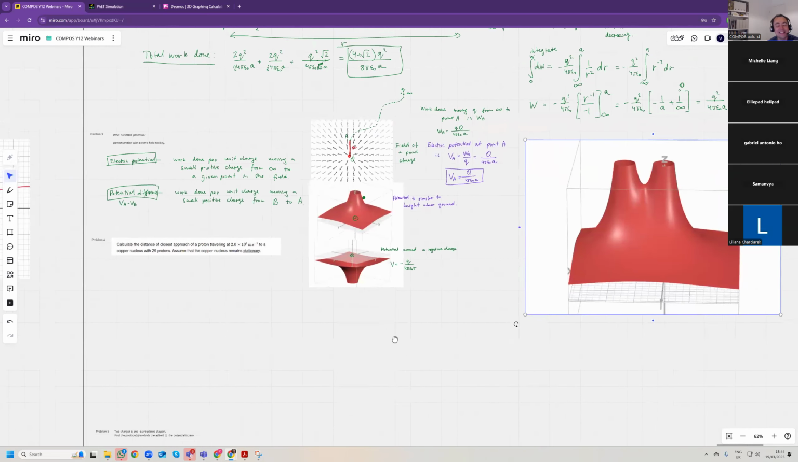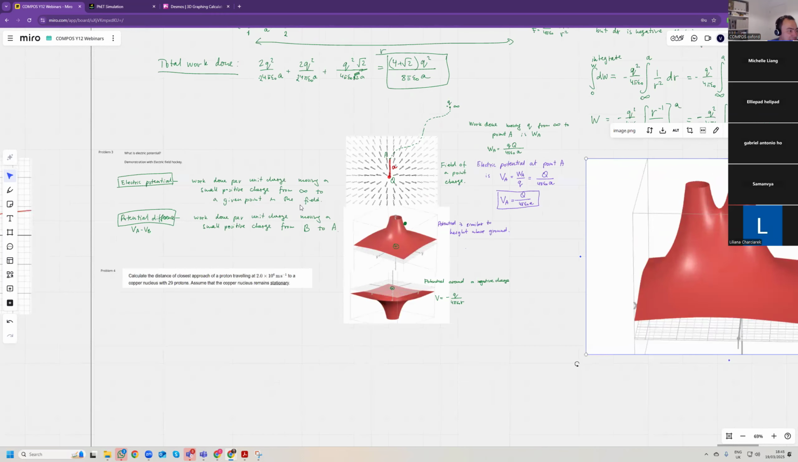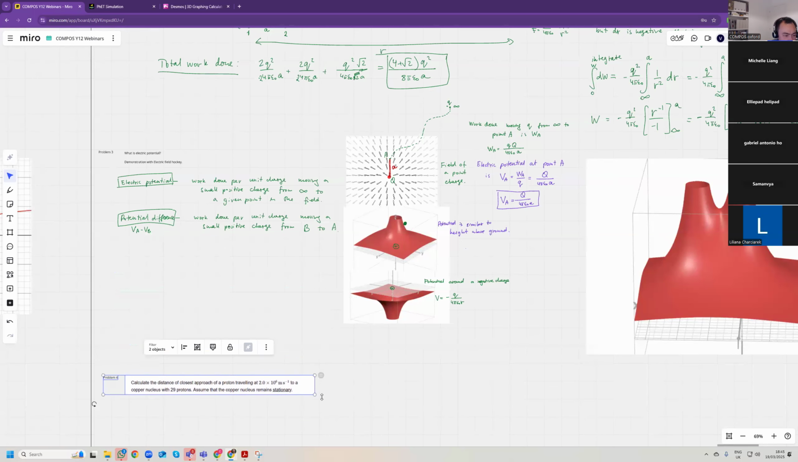So this is the idea of electric potential. When you go from infinity to a point, you do work, and the work done per unit charge is defined as electric potential. And this is very useful when you talk about the closest approach, for example.